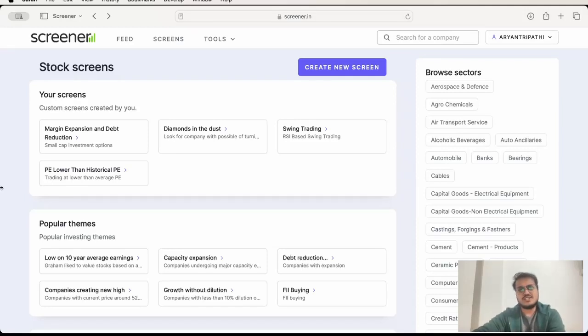Why screens? Because screens are very important when you talk about Screener. We use screeners a lot, and I actually use Screener a lot. You can say I used Tijori Finance a couple of times, but I didn't like it much, so I stick to Screener because of the layout and everything. You can use anything else.